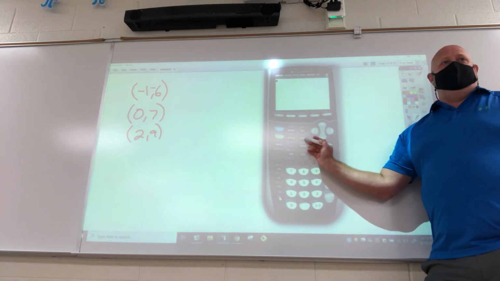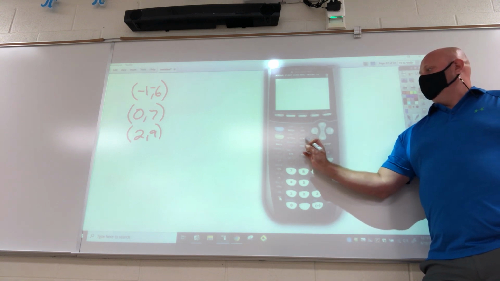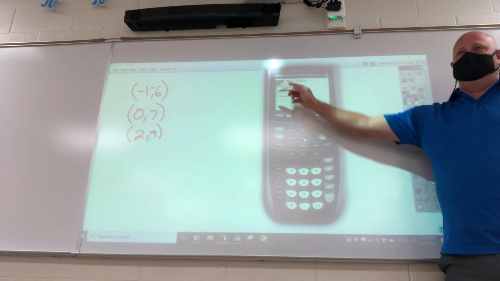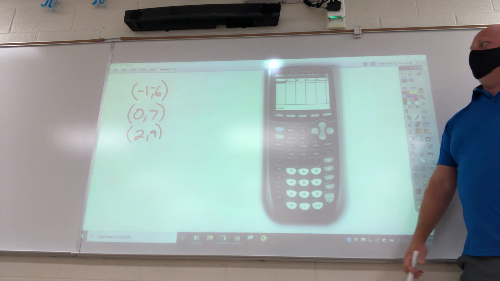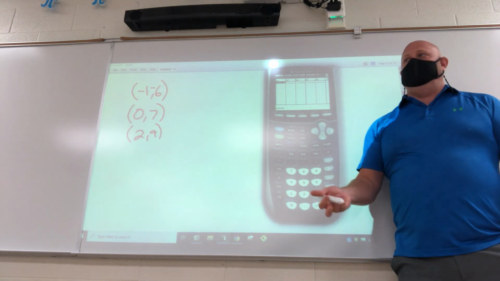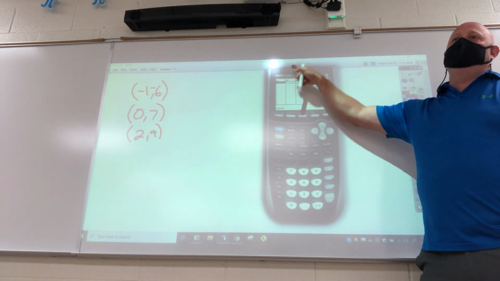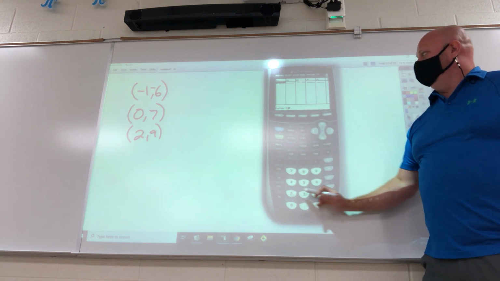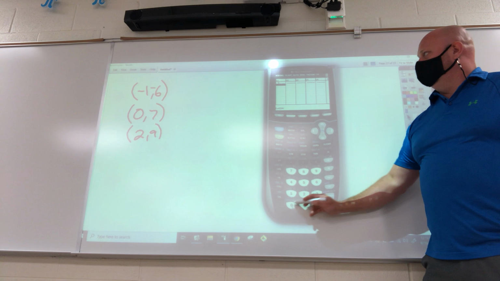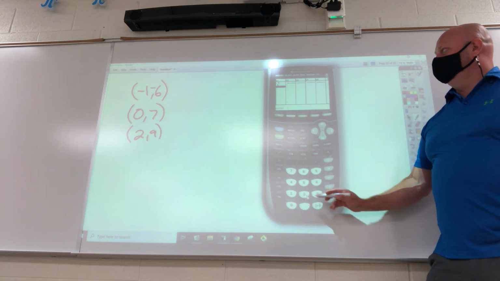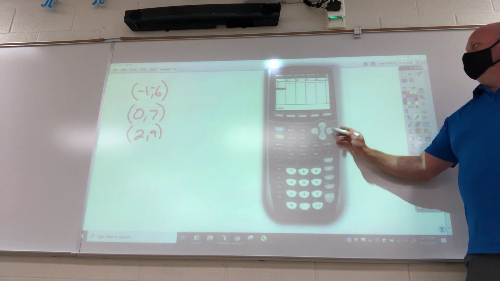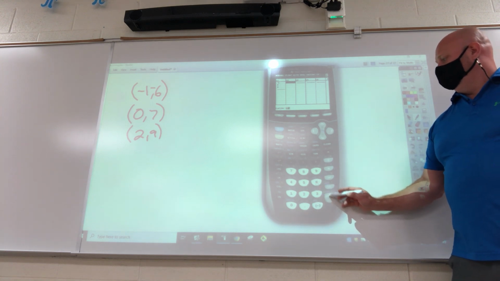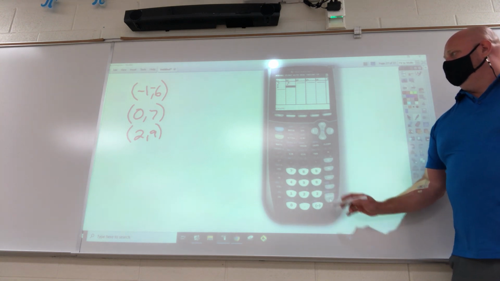Everything is in the stat menu. Okay? So you press stat. We want to edit our list, so we're just going to press enter on edit. Here's where you put your info in. You got to put it into 2 different lists. Your first list is going to be your x numbers, so -1, 0, and 2. And then in L2, you're going to put the -6, the 7, and the 9.